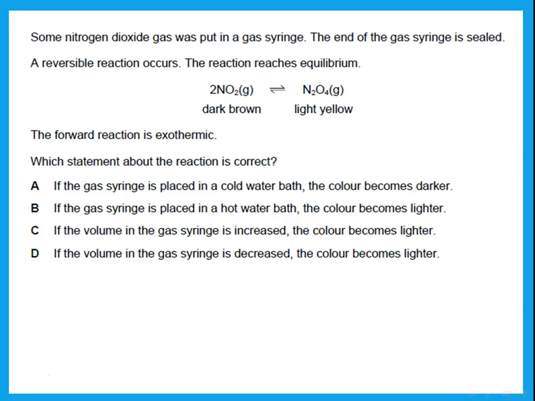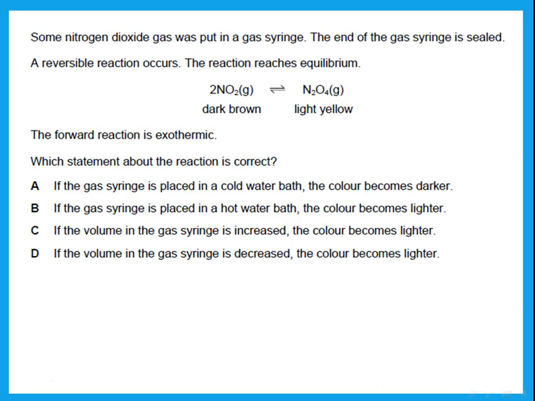The NO2, nitrogen dioxide gas, is dark brown. The N2O4 is light yellow in color, and the forward reaction is exothermic. So let us take a look at this. Now, the first choice I have are A or B. If the gas syringe is placed in cold water or in hot water. Now, in cold water, he's telling me in cold water the color becomes darker, or in hot water the color becomes lighter. Now, which of these are correct?